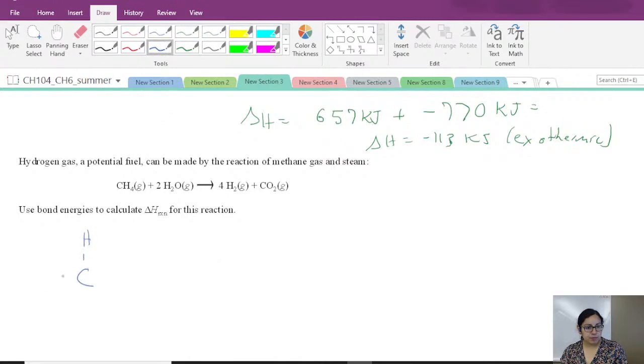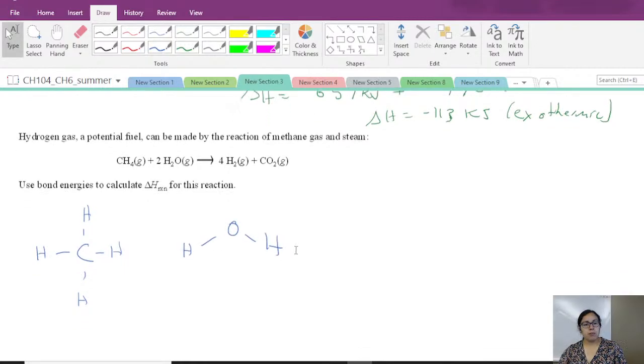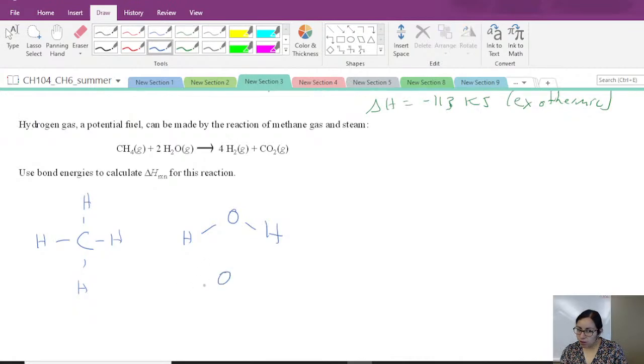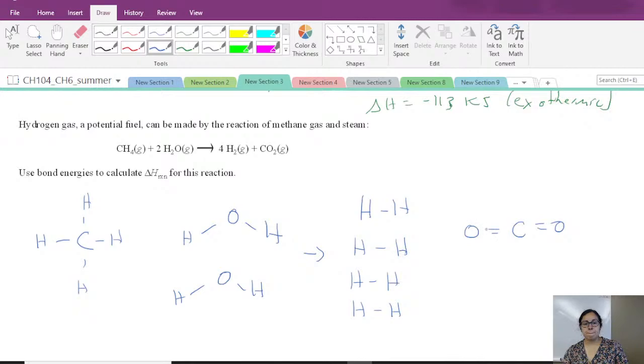How do you draw out the 2 H2O? I would literally draw out 2 if you have to. If you're really not seeing it, draw it all out so you have literally 2 H2O drawn out, and then draw out 4 H2s if you need to, so you can see. And then my CO2. So now we have everything drawn out.